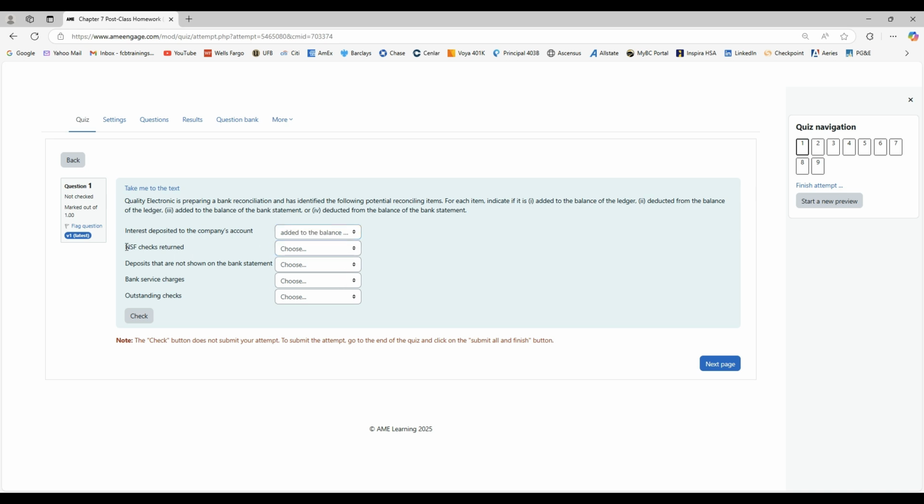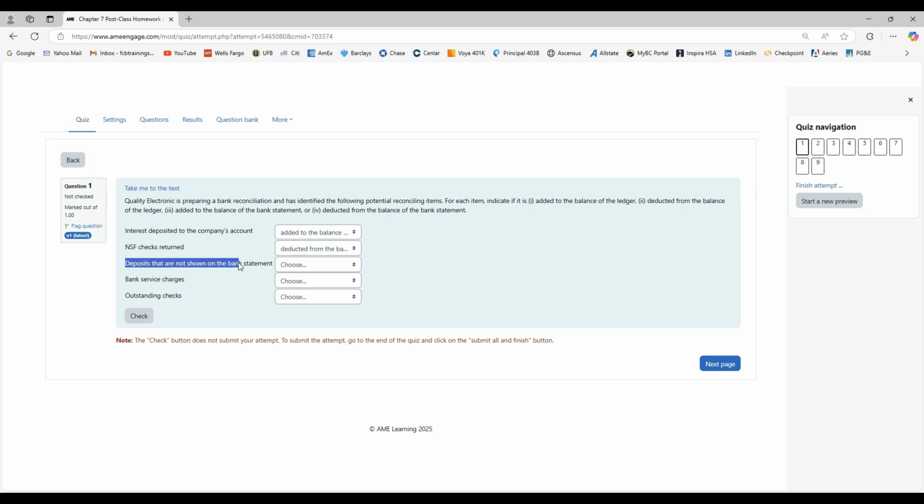NSF checks returned, so these are like bounced checks, remember? We thought the customer paid us essentially, but they didn't. And so we've got to deduct that from the balance of our ledger because we thought we had the cash. In reality, we did not.